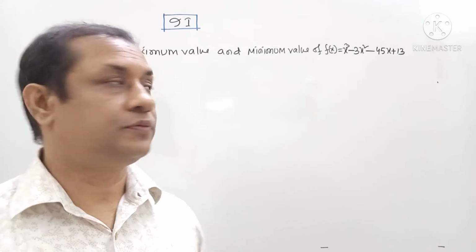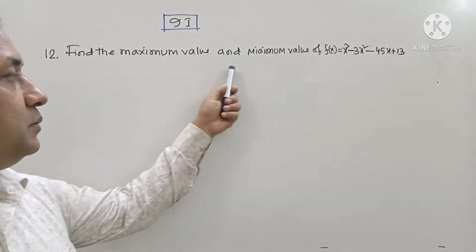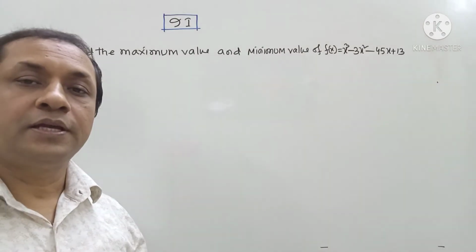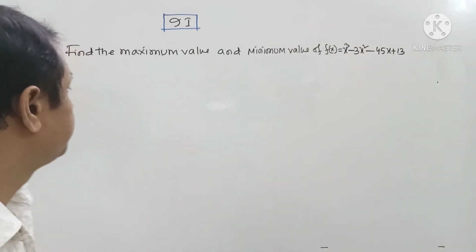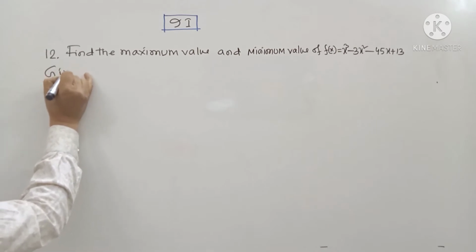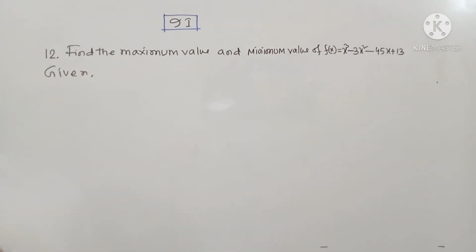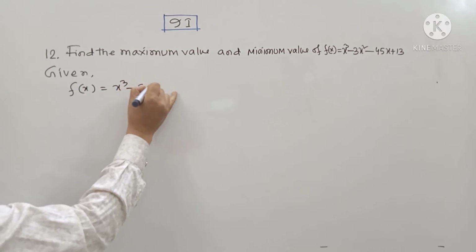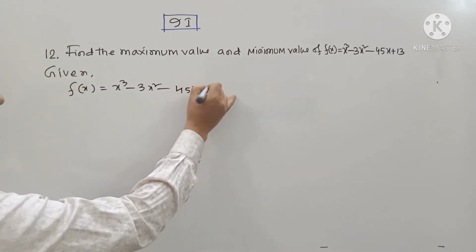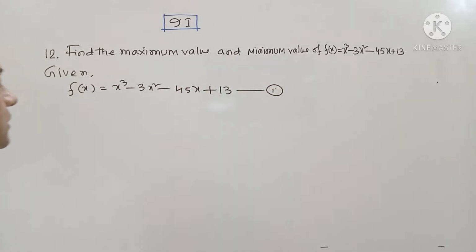Question number 12. Find the maximum value and minimum value of f of x equals x cube minus 3x square minus 45x plus 13. So given, student, f of x equals x cube minus 3x square minus 45x plus 13, equation number 1. Now first condition, here given f of x equals x cube minus 3x square minus 45x plus 13.